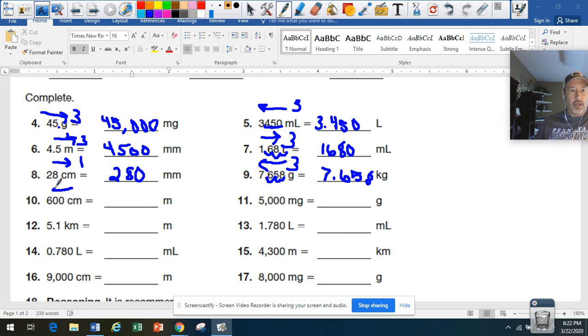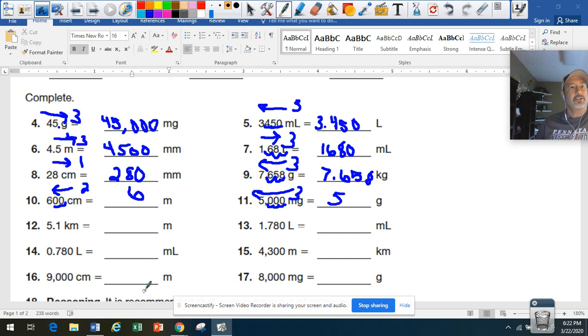Number 10, centimeters to meters, smaller to bigger. So we're going to the left, but we're only going 2 places here. Move it 2 places, 1, 2. That gives us 6 meters. Milligrams to grams, smaller to bigger. So we are going to the left again. This time we're going 3 places. So move this decimal 3 places, which gives us 5 grams.